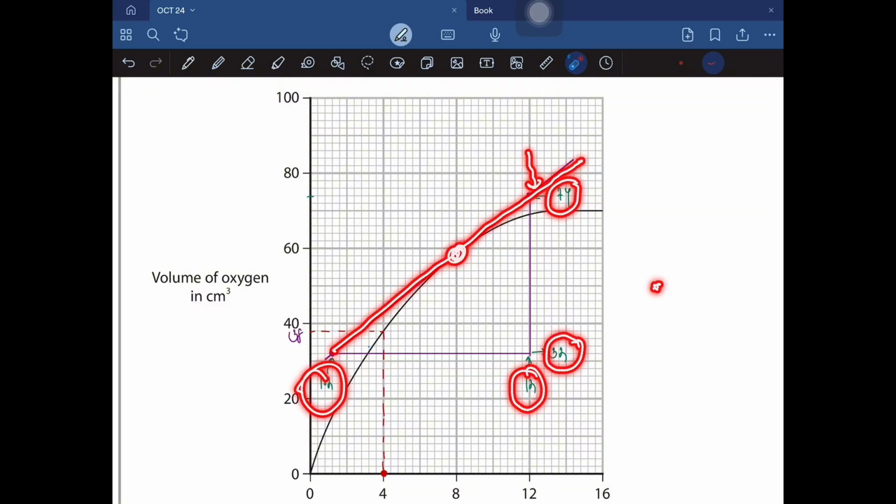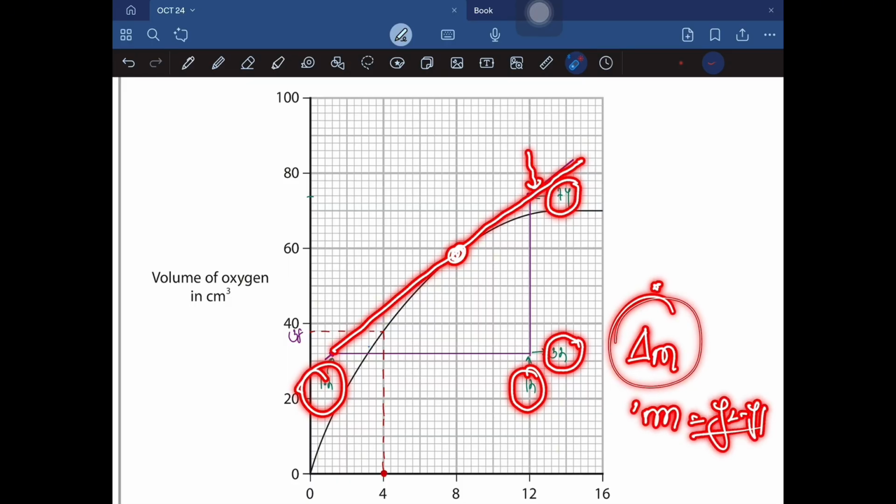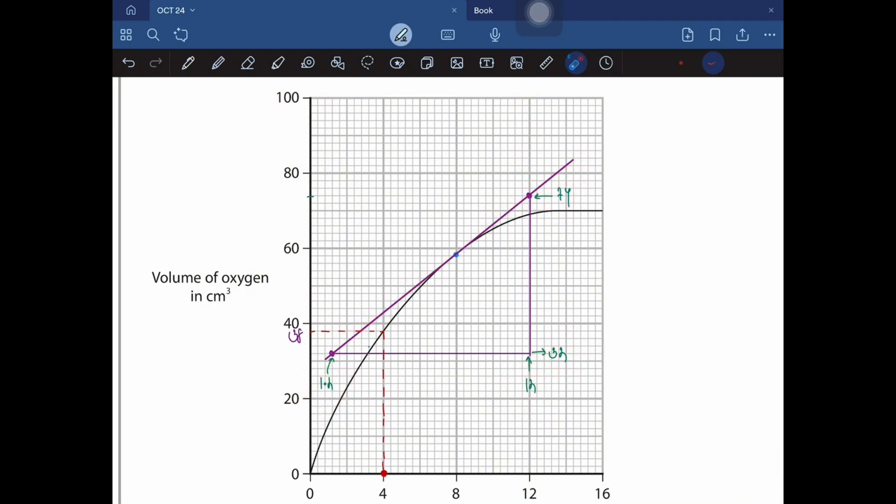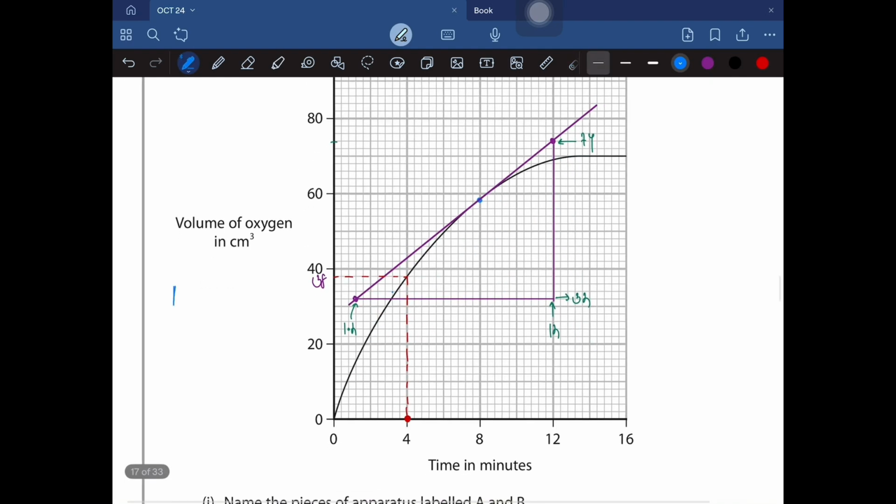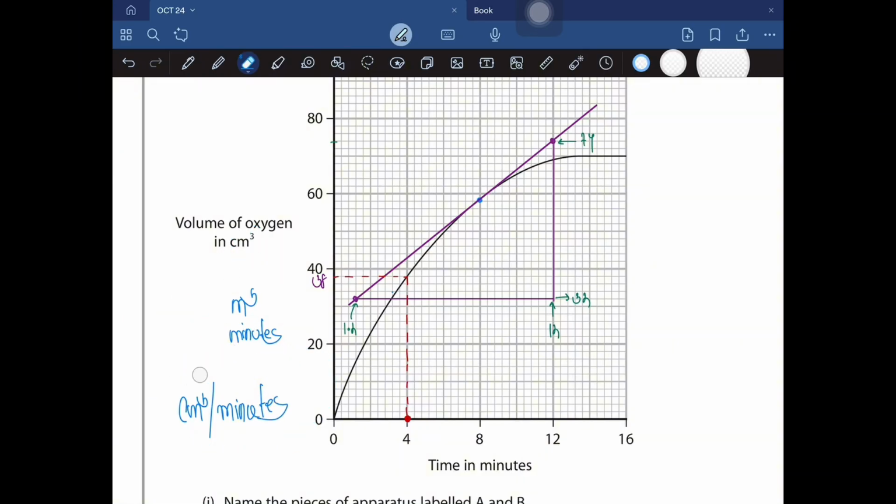Once I have these coordinates, I can easily find the gradient, m. m equals y2 minus y1 over x2 minus x1, and once I plug the values into this equation I get the gradient, which corresponds to the rate. Now, how do you figure out the unit? Consider delta y over delta x. The y-axis is in cm³ and the x-axis is in minutes, so the unit is cm³ per minute. So let's just move on.